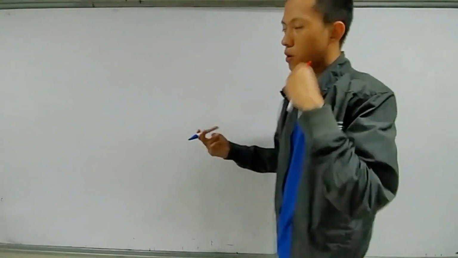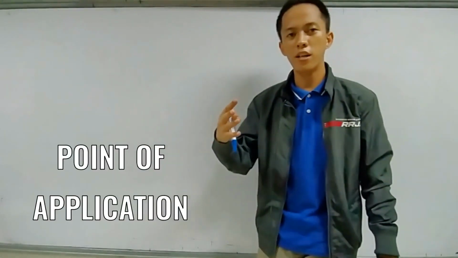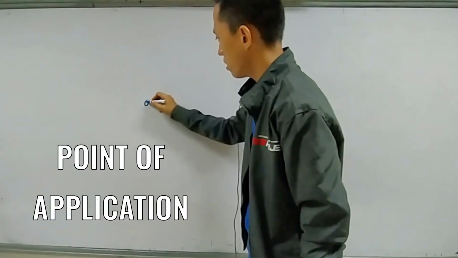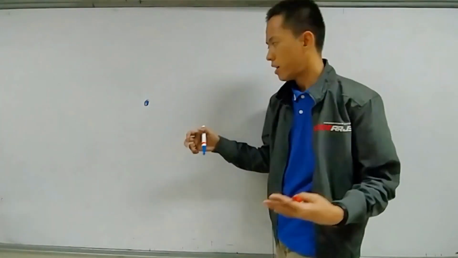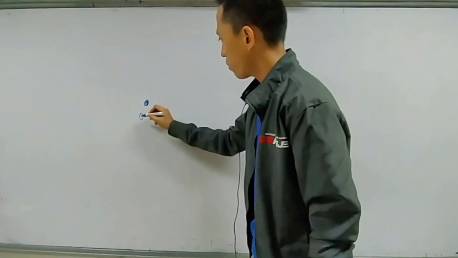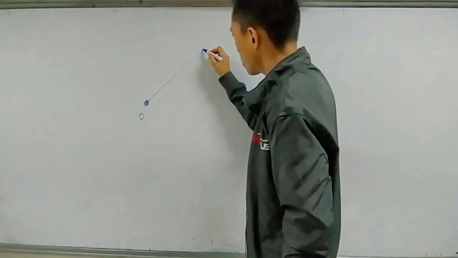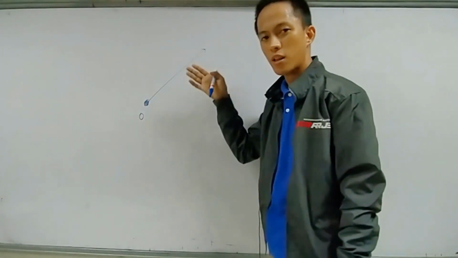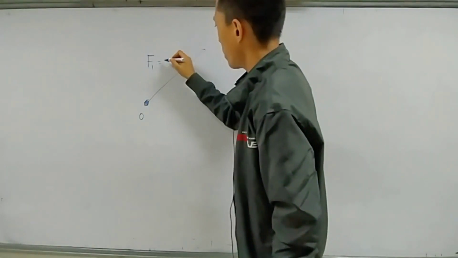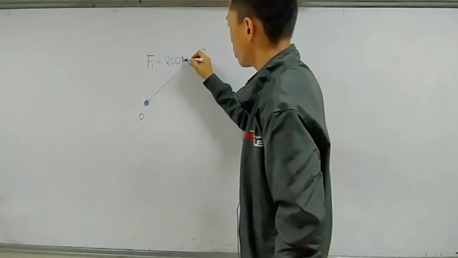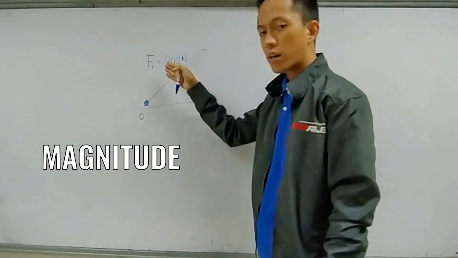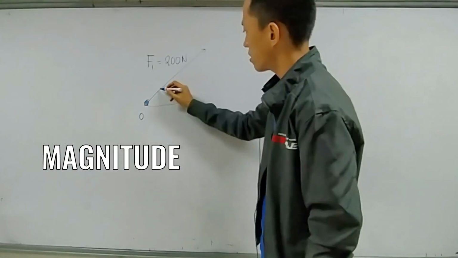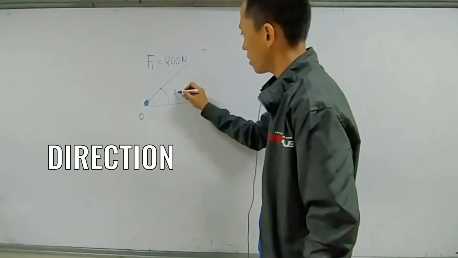So here guys, for example, meron tayong force here. So ang force natin is defined by its point of application. So ito yung point of application niya, ang point kung saan siya in-apply, let's say point O, then kung saan papunta yung force natin, of course, dun din papunta yung kanyang arrow. Let's say ito, force 1. So, force 1, let's say 200 newtons. Then, ito yung magnitude niya, and yung direction niya is defined by its angle. So, yung angle niya, let's say theta, this is 20 degrees.